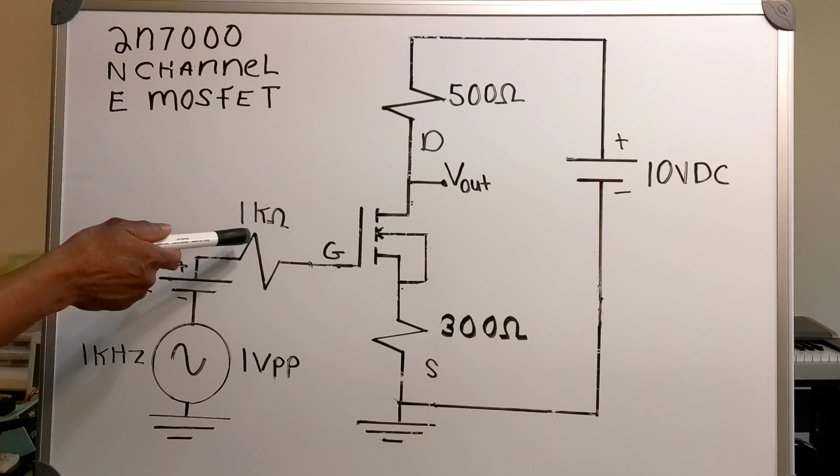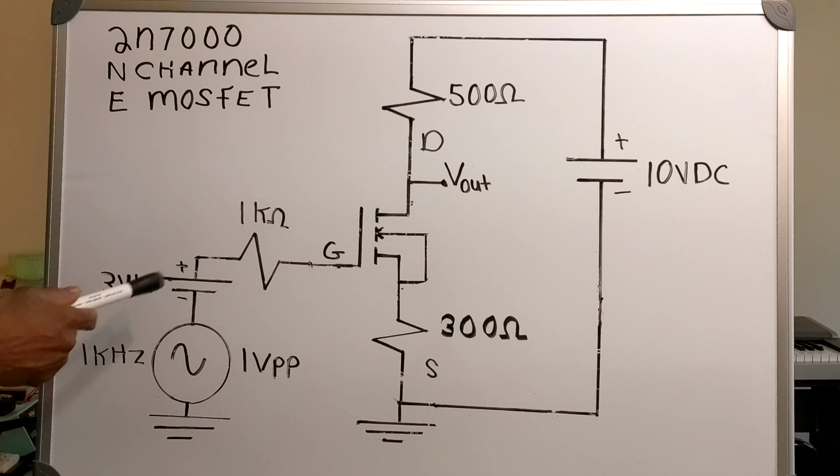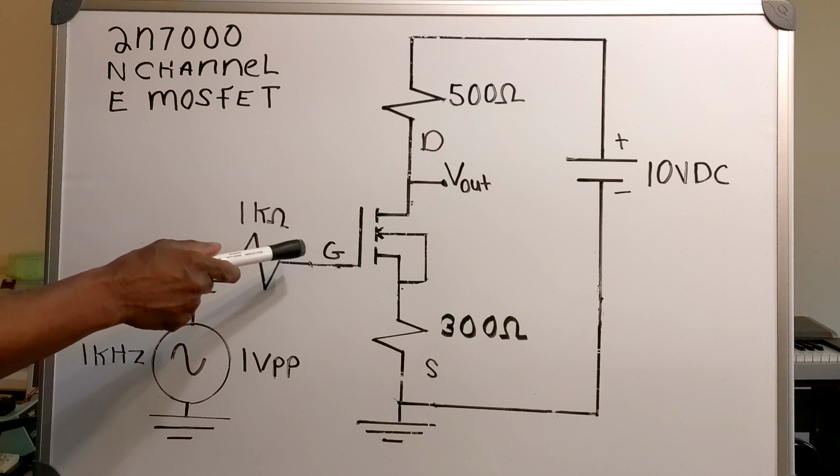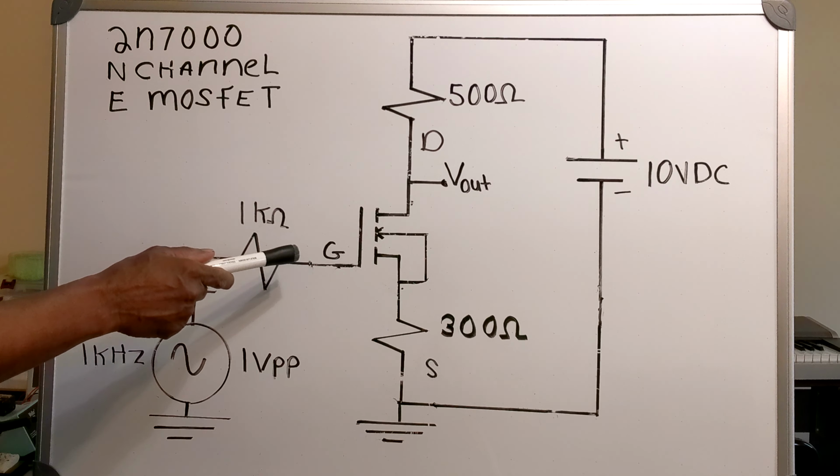I've got a 1K ohm resistor in series with a 3-volt DC source in series with a 1 kilohertz 1-volt peak-to-peak sinusoidal. So I am inputting a sinusoidal at the gate. Now the idea is that I input a small sinusoidal signal, and on the output I get a much bigger signal.